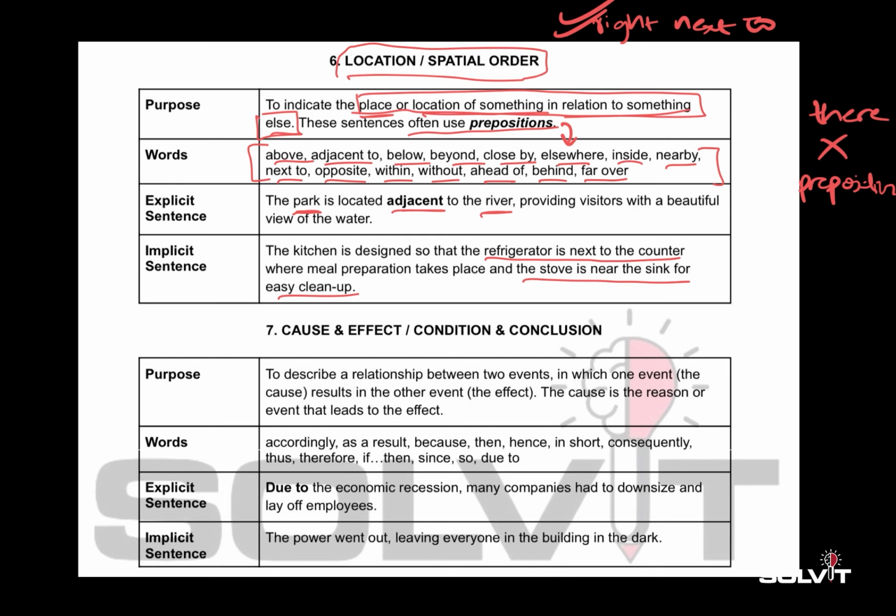Cause and effect or condition and conclusion. So in one of my previous videos, I have told you what cause and effect is. Okay. So cause and effect is when one event happens and in consequence to that another event happens, right? So the cause happens, which is the first event, and then the effect happens, which is the effect of that event.